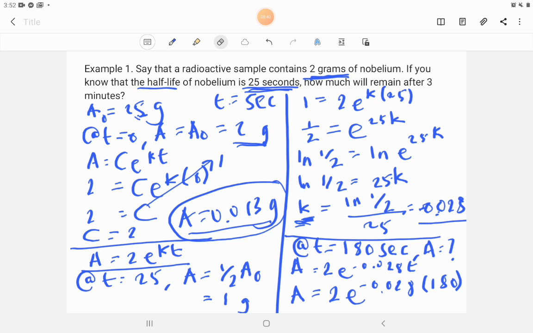Okay, so that is the answer. The radioactive substance nobelium decays. To start with, it has 2 grams, and then after 25 seconds it becomes 1 gram, because 25 seconds is the half-life. After 3 minutes or 180 seconds, the amount of the substance is already very small, which is 0.013 grams.